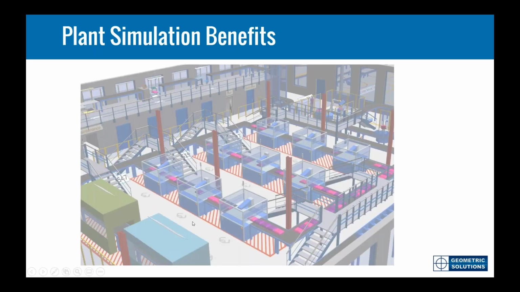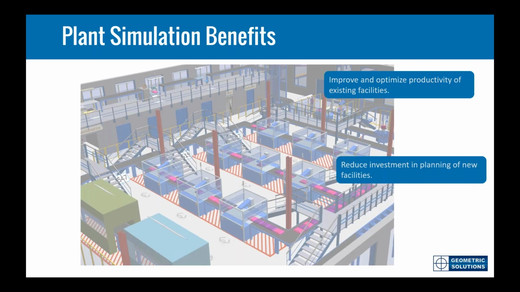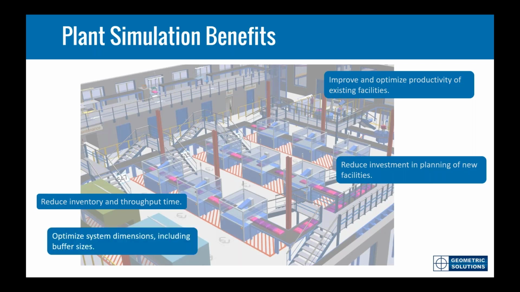Now, what are the benefits of using plant simulation? Well, there's a lot of them. It'll improve and optimize the production of existing facilities. It can reduce planning of new facilities, so you can plan your new facility without getting into any physical parts. So it's right away. Reducing inventory and throughput time. Now, if you talk to a plant person, say, hey, we're going to reduce your inventory in the plant because of our system, they're going to be pretty happy with you. And then you're going to increase throughput. Well, it's hard to believe. So these are some great benefits here. It'll let you optimize system dimensions, including buffer sizes. We'll look at that today too.